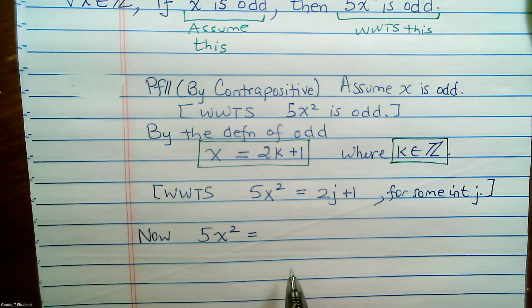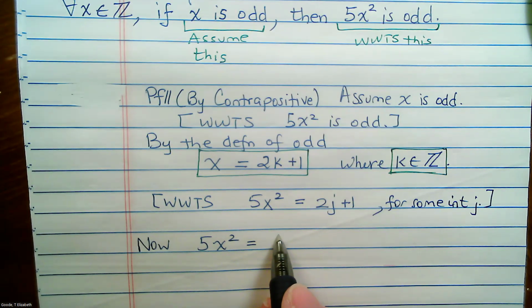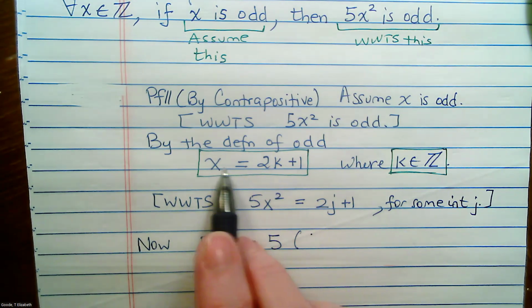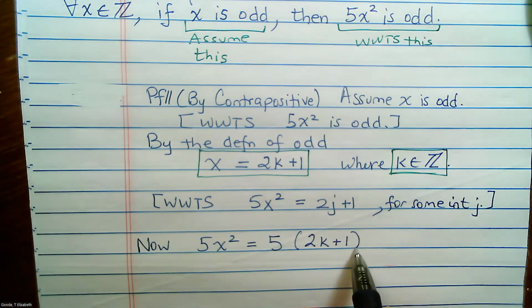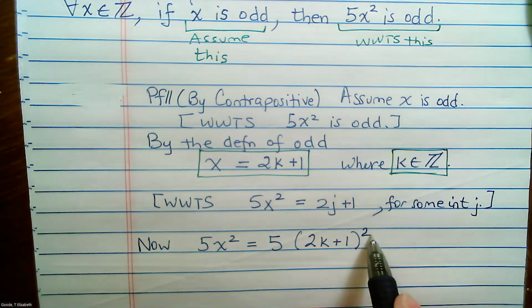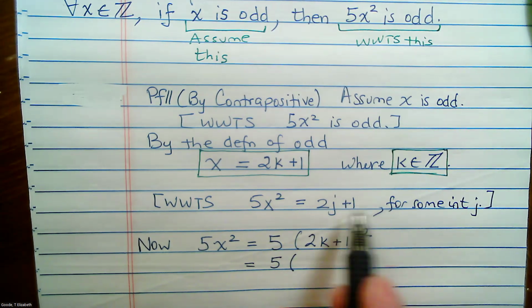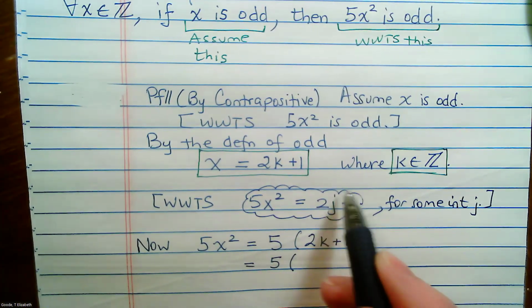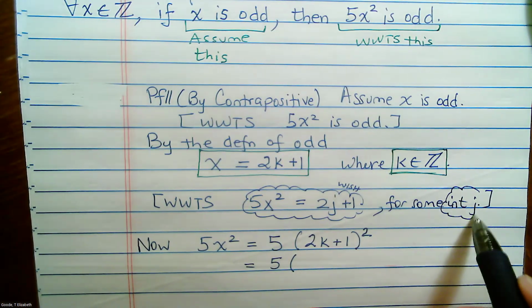So tell me what to write. There's going to be a 5 in parentheses. X is 2k plus 1, so that's going to be 2k plus 1, then raised by 2. What happened to the j and the 2j plus 1? That's just a wish. We don't know that. We're shooting for that. That's what we're trying to get.